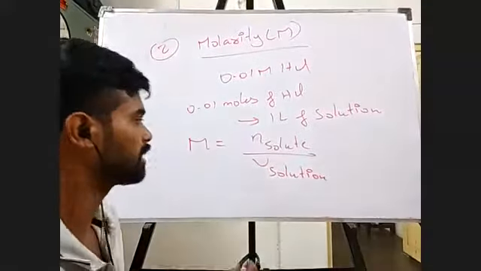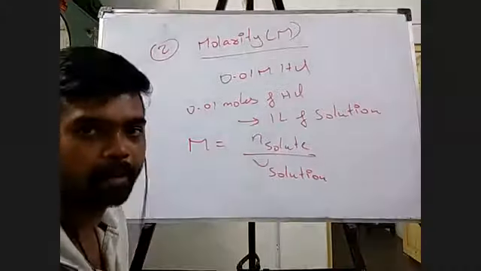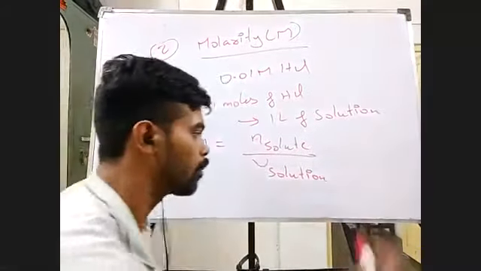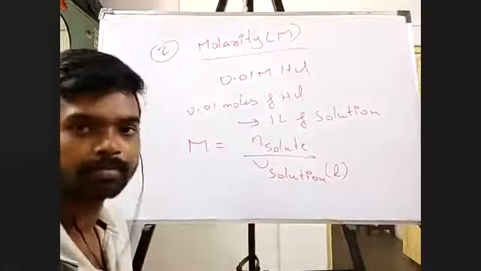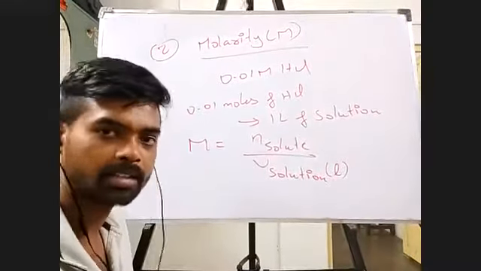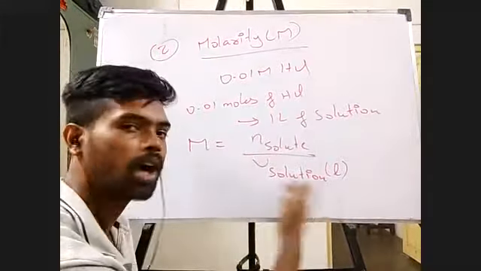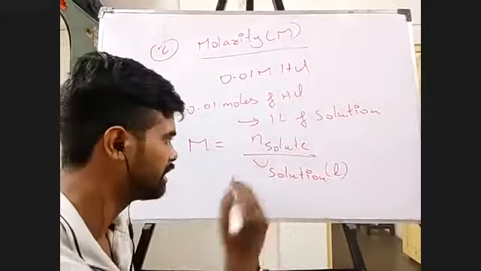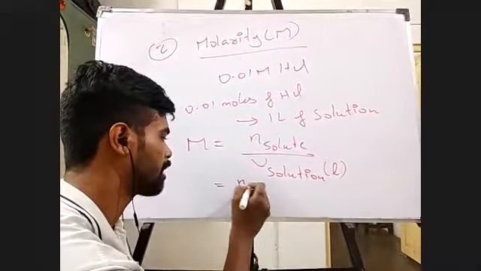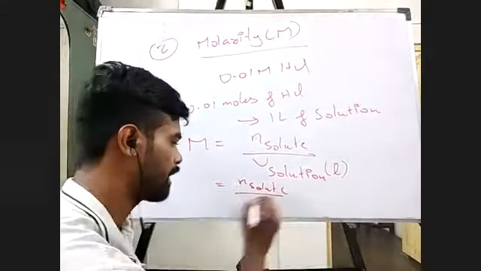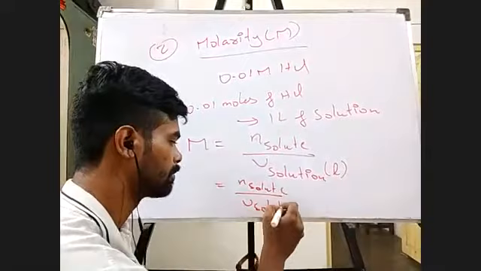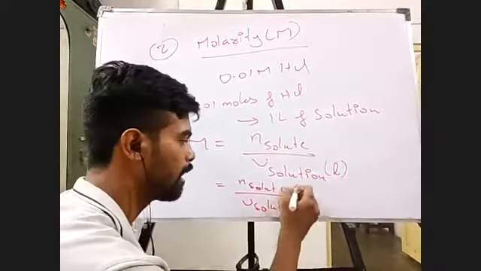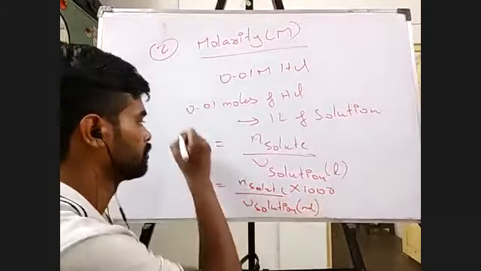Please understand, the formula is the number of moles of solute divided by the volume of solution, and the volume should be in liters. If the volume is not in liters but in milliliters, the formula changes a little. To convert ml into liters, you multiply the numerator by 1000. That's it.